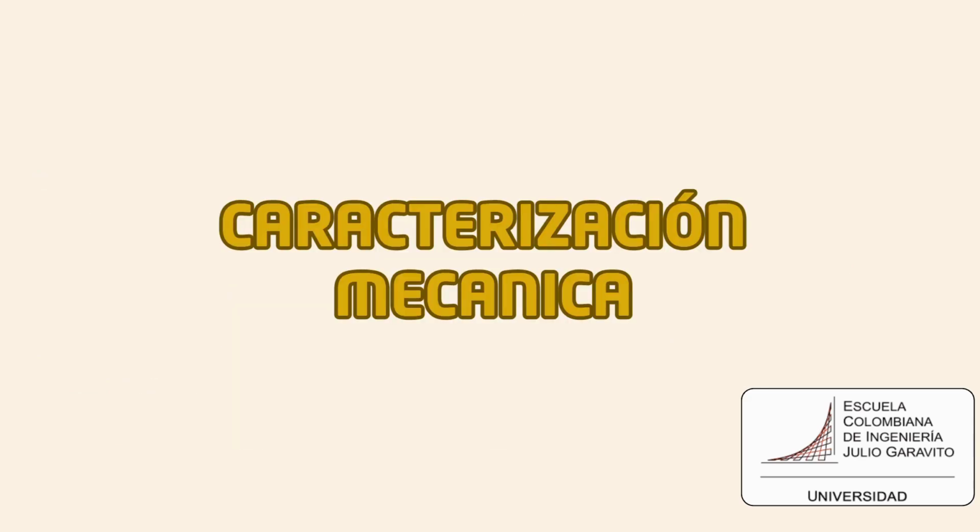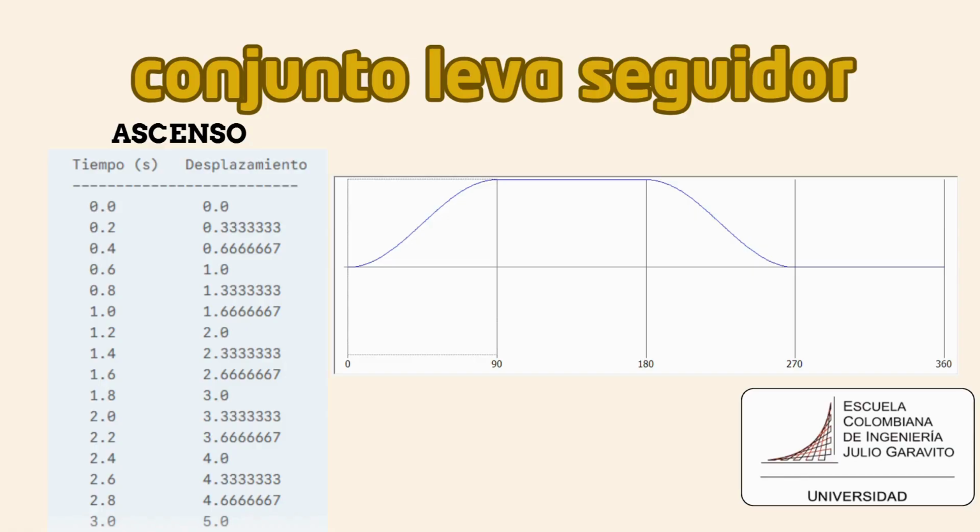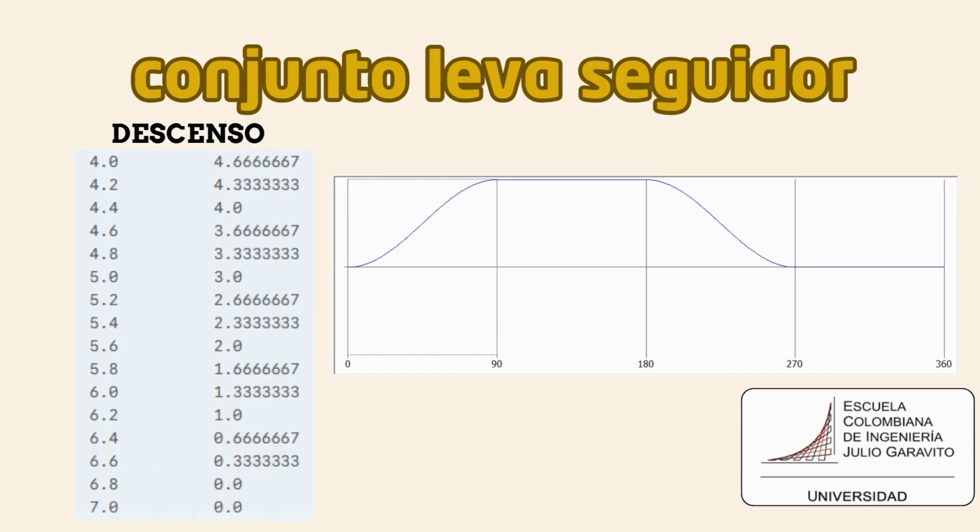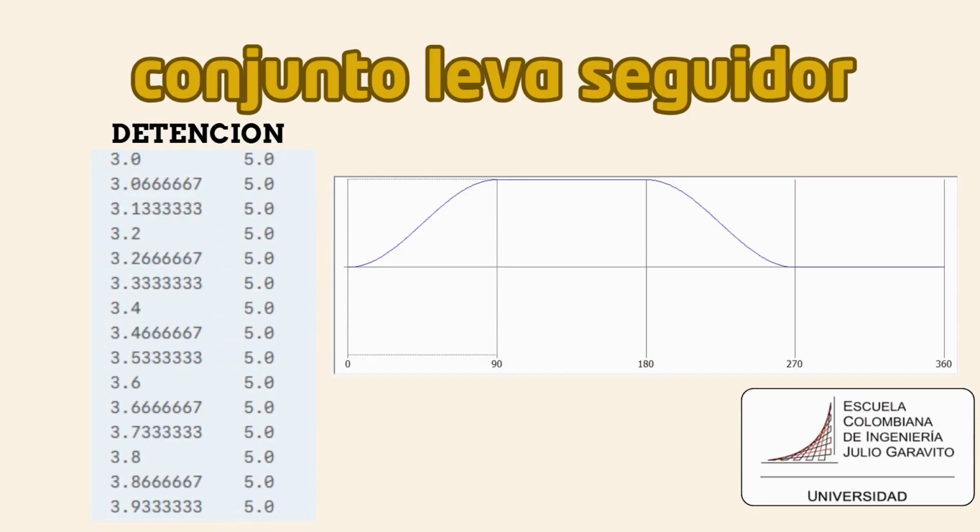Mechanical characterization. For the cam follower set, here we have the follower diagram, as well as the time and displacements in the ascent, descent, and stop. These displacements were found using the harmonic motion formula.